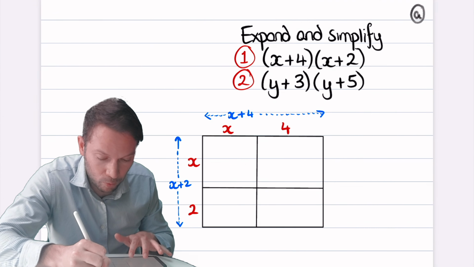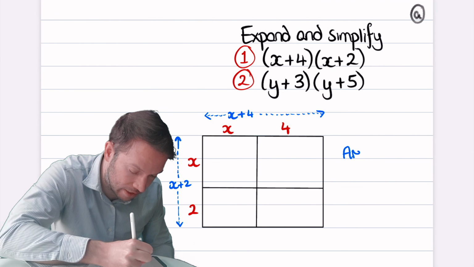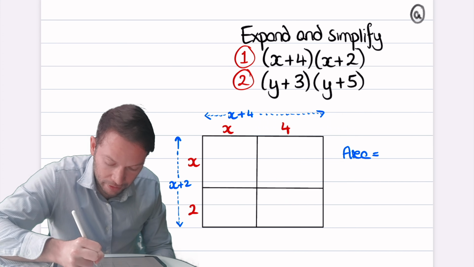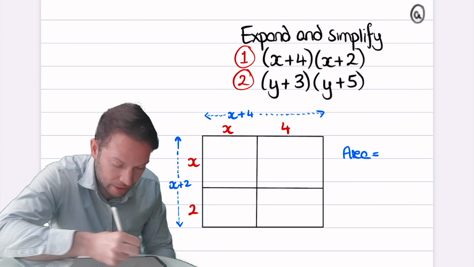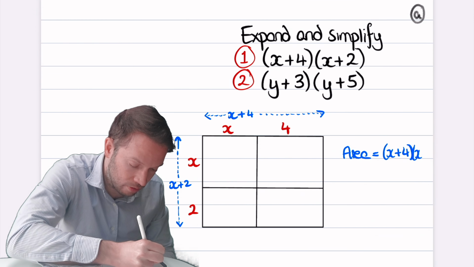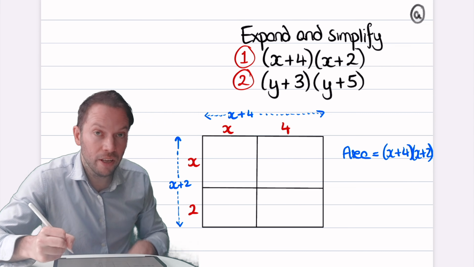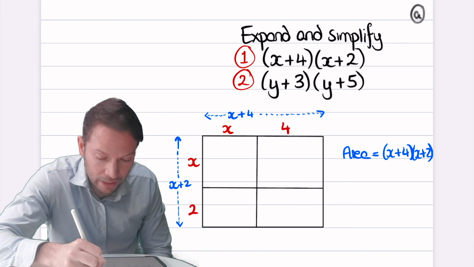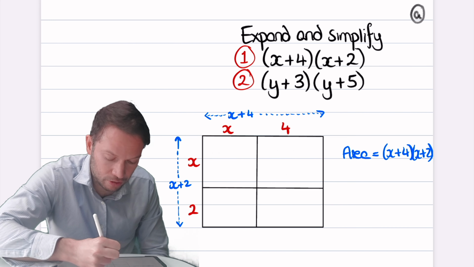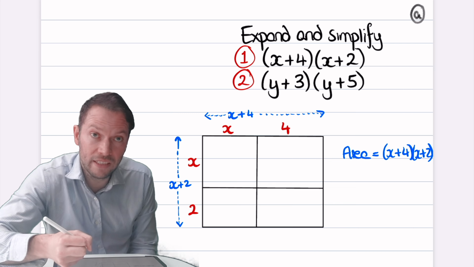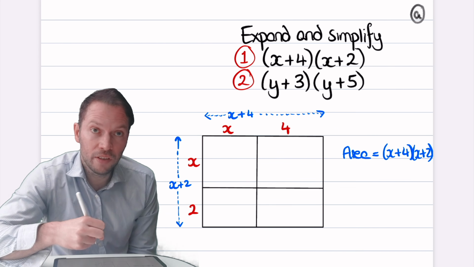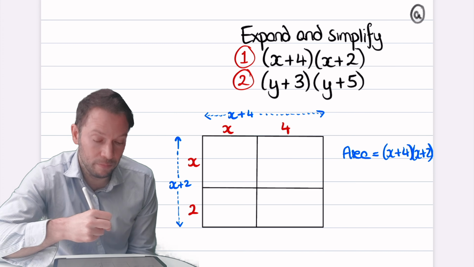So let's write that area in one way. We've got the area of this rectangle is the x plus 4, so this here, times by the x plus 2, the height. So we've got x plus 4 times x plus 2. So that's one way of finding the area. But what we could do is find the area of these individual rectangles here, because we know the total area of these four individual rectangles is the total area of this rectangle, right? So we could find the individual rectangles and add them together.